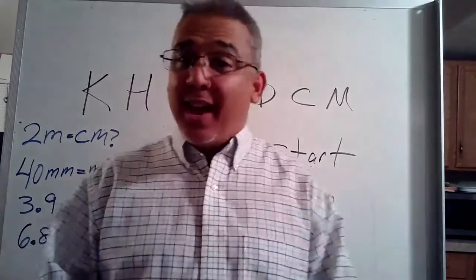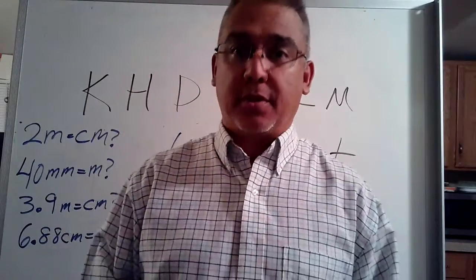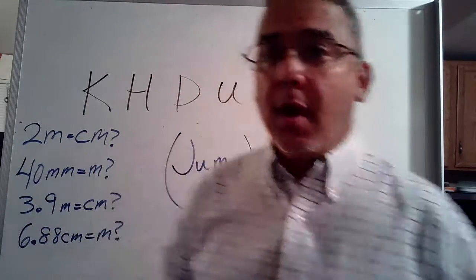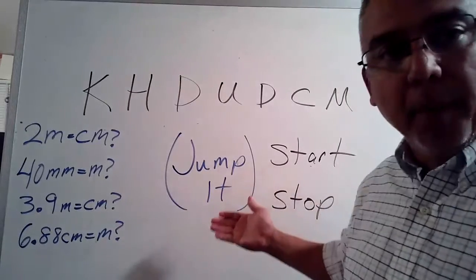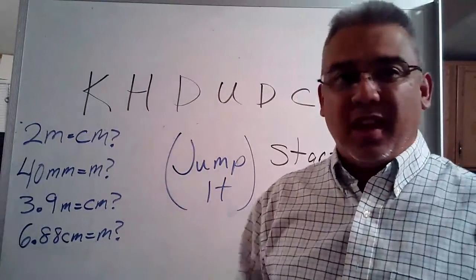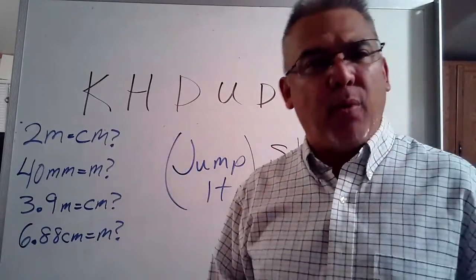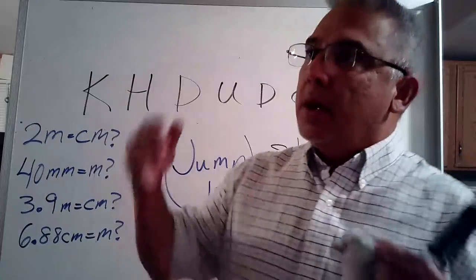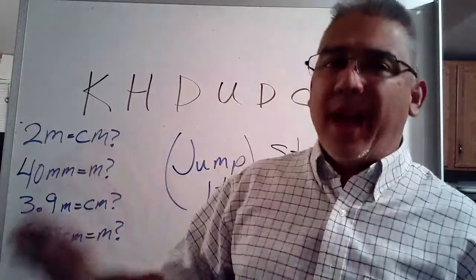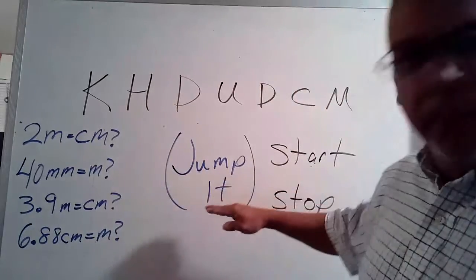I'm back. I told you there's going to be a part 3 to the metric system. And here it is. I like to call this Jump It. Now we've talked about the little cute things, the labels and King Henry Died. And then we talked about what it looks like, tires and all that stuff. But now we got to jump it.